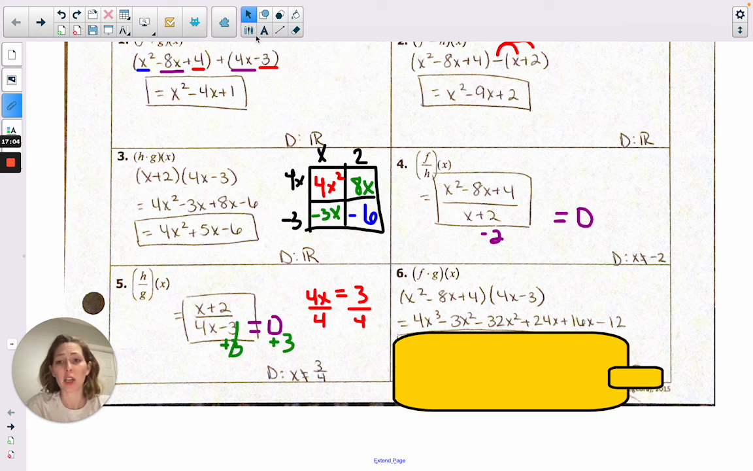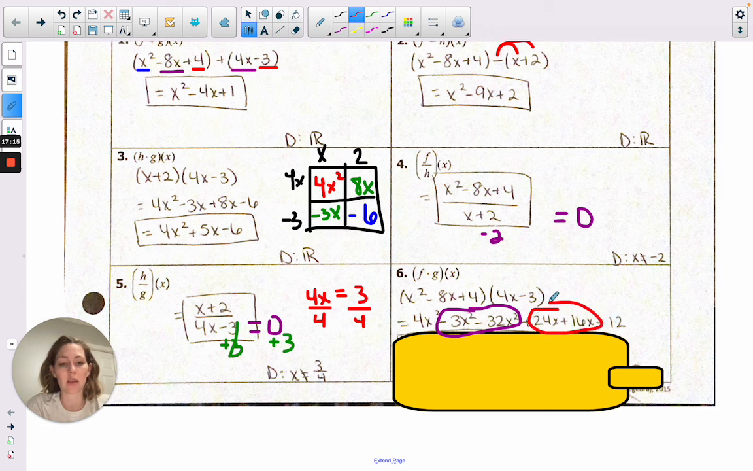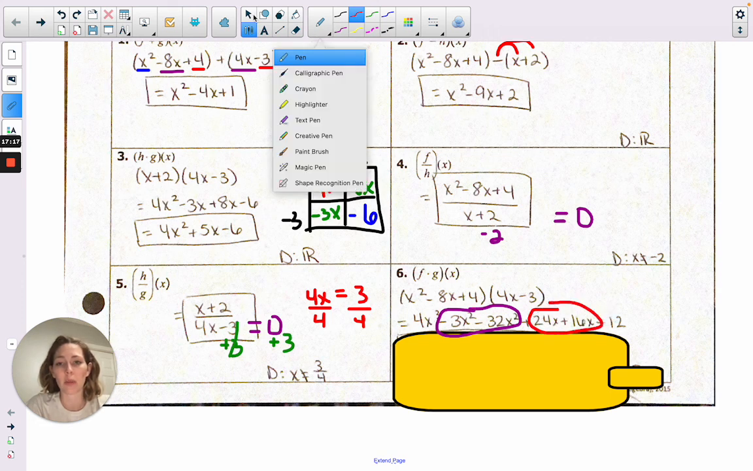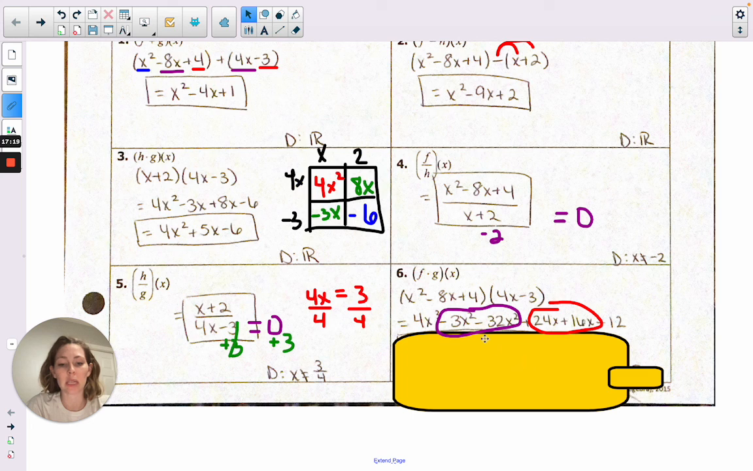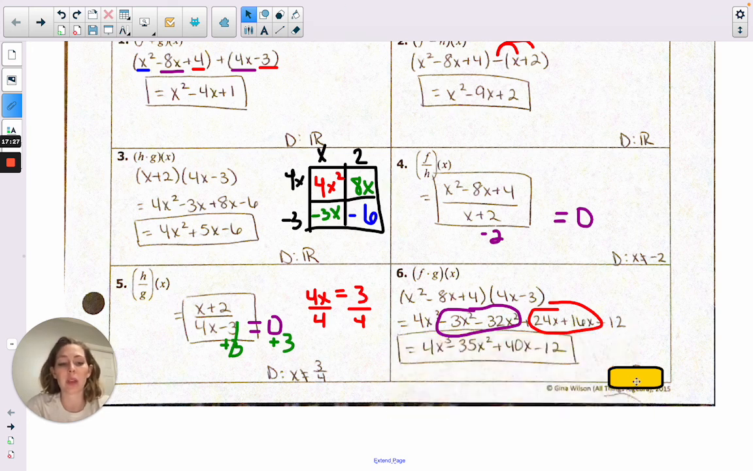From here, you're just combining any like terms. So like terms that I see would be these pieces with the x squared, and then these pieces with the x. So from there, 4x to the 3rd comes down. This would be a -35x squared. This would be a 40x, and then you would have your -12. No domain restriction because you don't have anything in the denominator of a fraction.